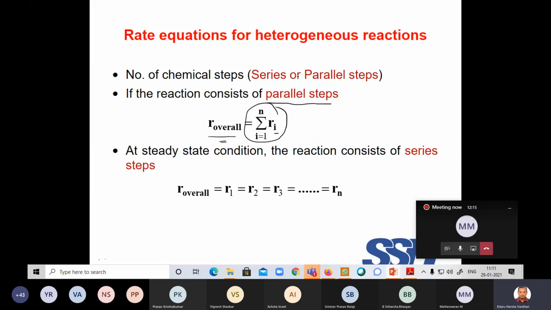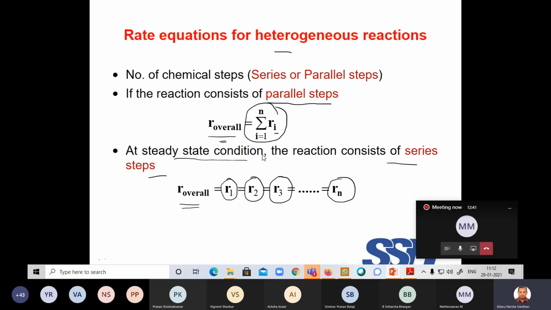Generally, what we assume in a heterogeneous system is a series of steps. When there is a series of steps, you write the overall as: the rate of the first reaction is equal to the rate of the second reaction, is equal to the rate of the third reaction, is equal to the rate of the nth reaction. This is at steady state condition.